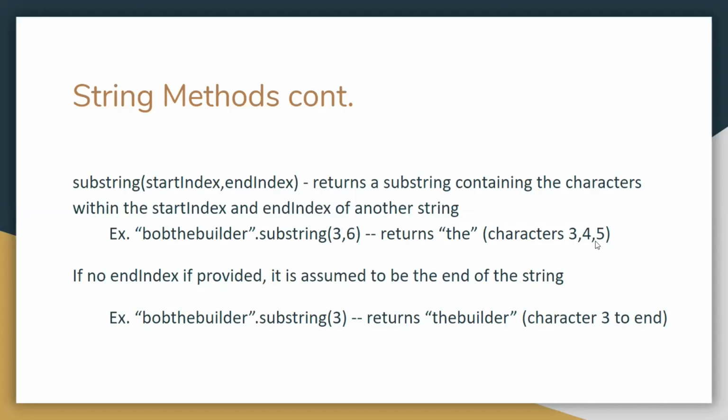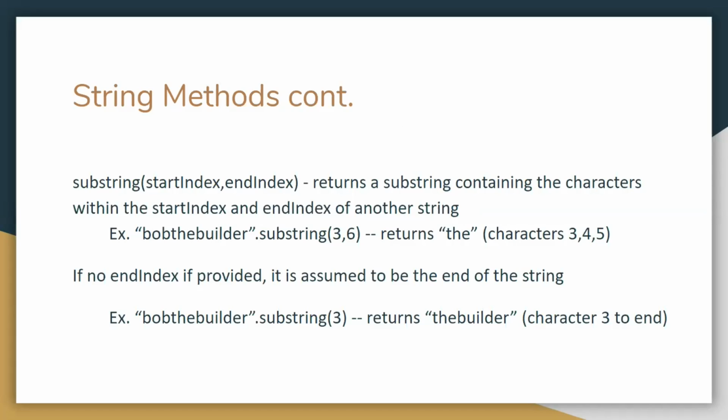So characters 3, 4, and 5 would refer to the T, H, and the E, so it will be returned as "the". And notice that since it returns a substring, it is still a string, so the return value of calling the method substring would be a string, and its parameters would be 2 integers.